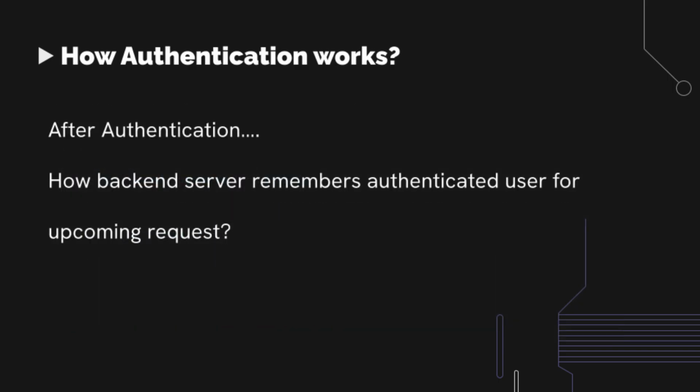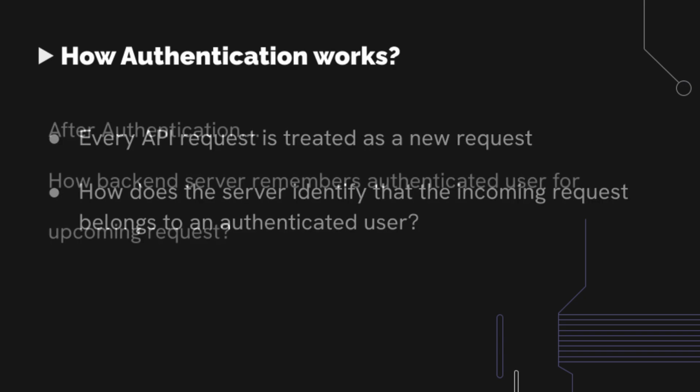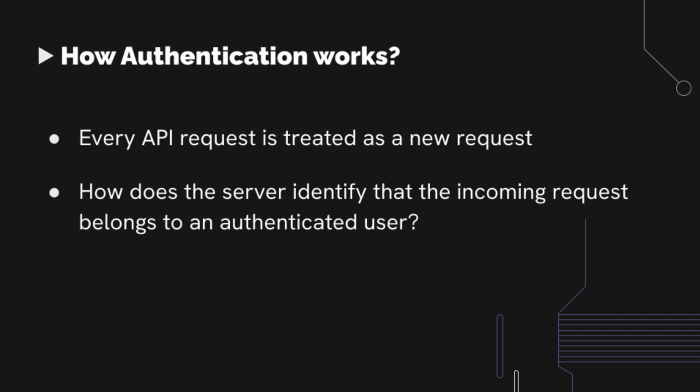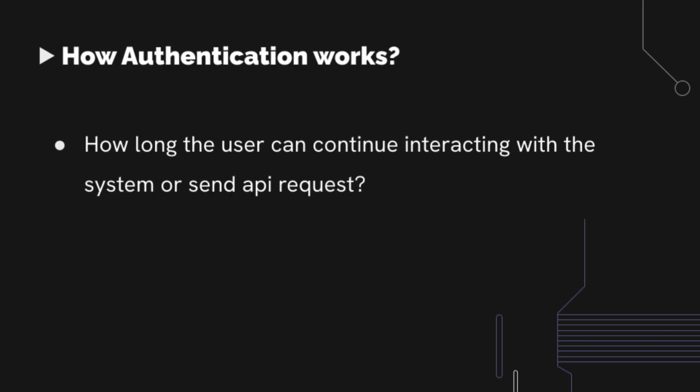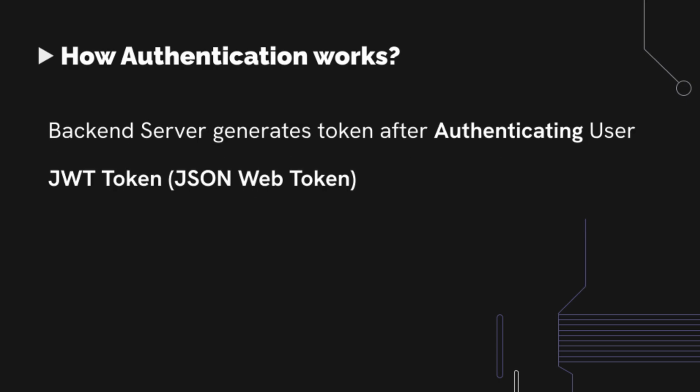After authentication, an important question arises. How does the server remember the user is already authenticated? Since HTTP is stateless, every API request is treated as a new request. This means the server does not automatically remember whether the user has already logged in or not. So how does the server identify that the incoming request belongs to an authenticated user, and how long the authenticated user can continue interacting with the system? To solve this problem, the server generates a token for the user after successful authentication. One commonly used token format in modern applications is called JWT, JSON Web Token.